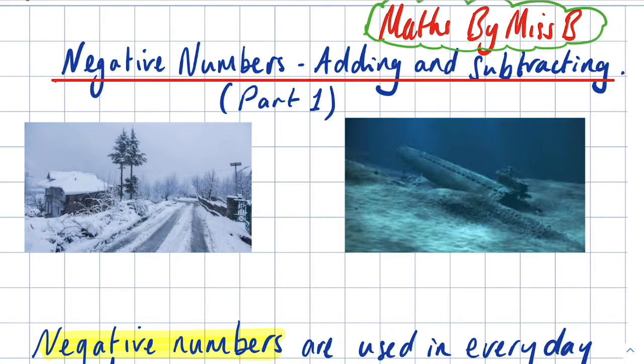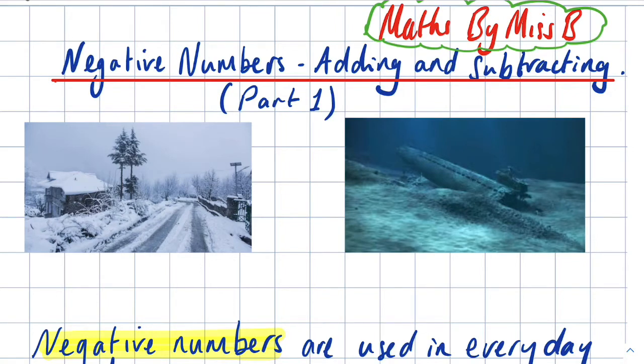Today's video is going to be on negative numbers, what they are and how you can use them to add and subtract with. Just looking at the first two pictures, we've got one here that looks like very cold temperatures, and then we've got one on the right hand side which is looking at the seabed, the depth of the sea. A submarine or a plane crash which is right at the bottom of the sea.